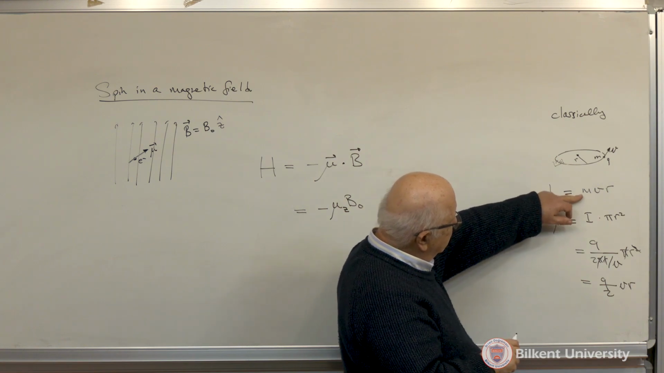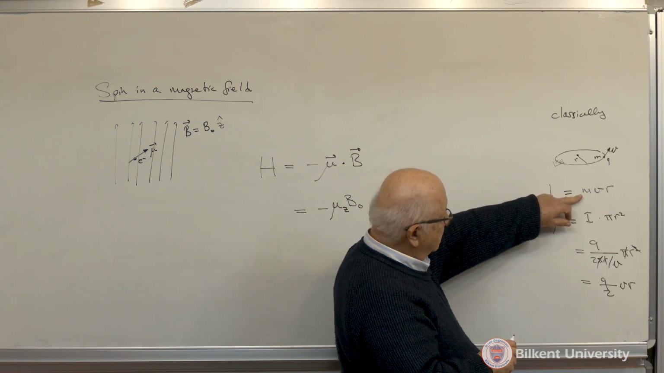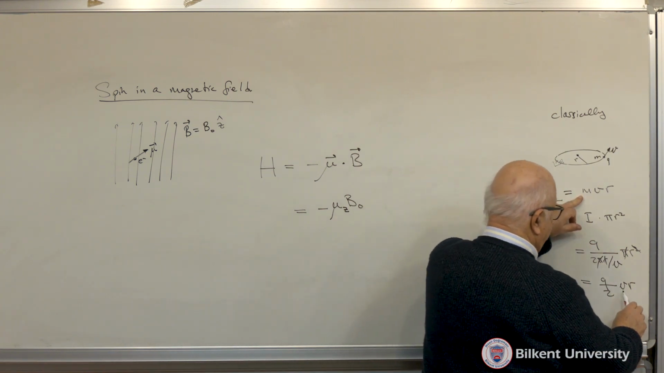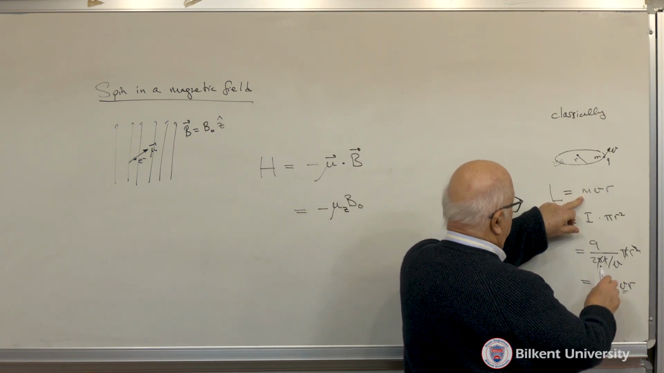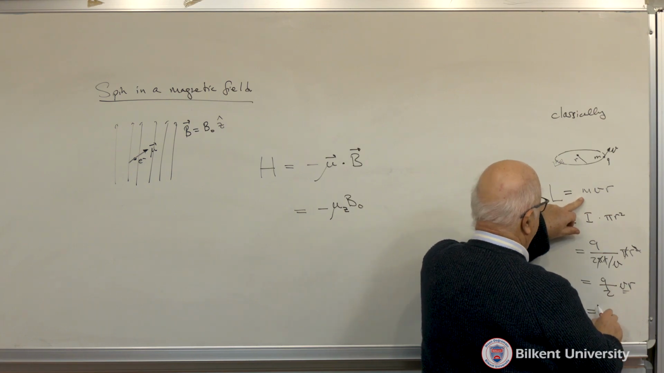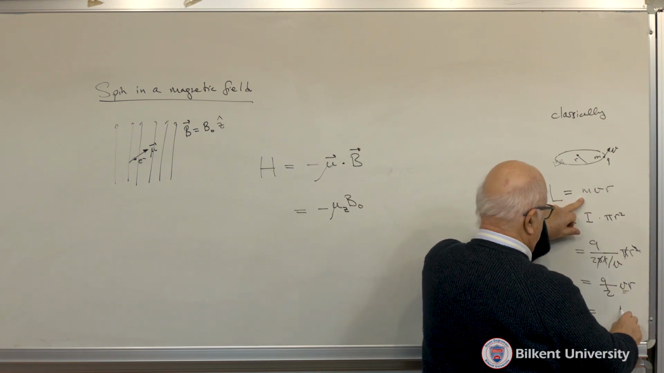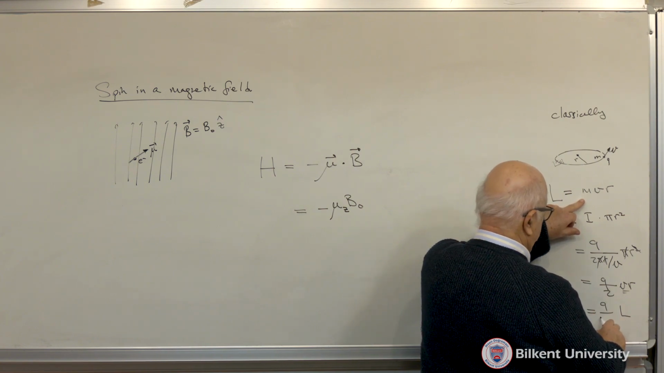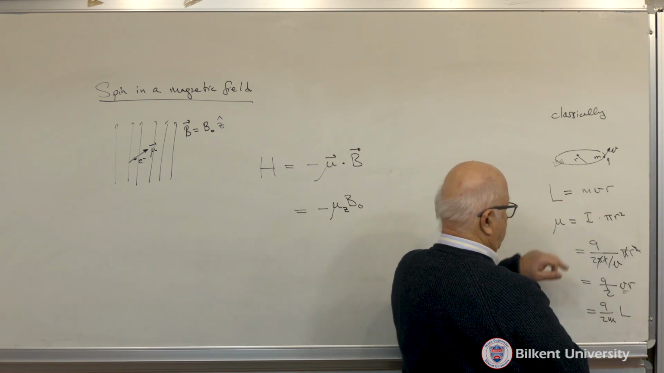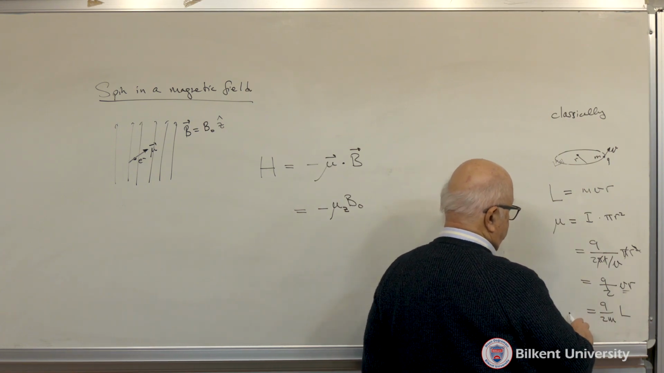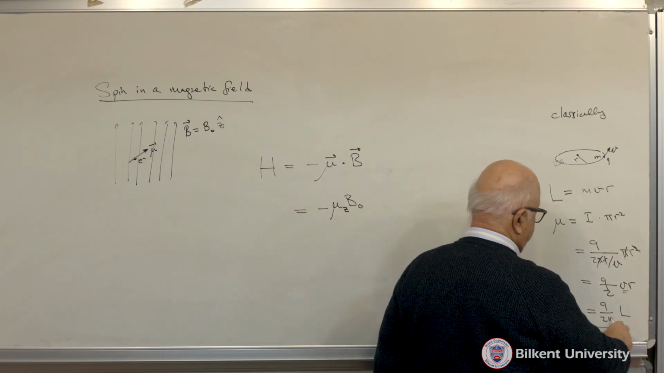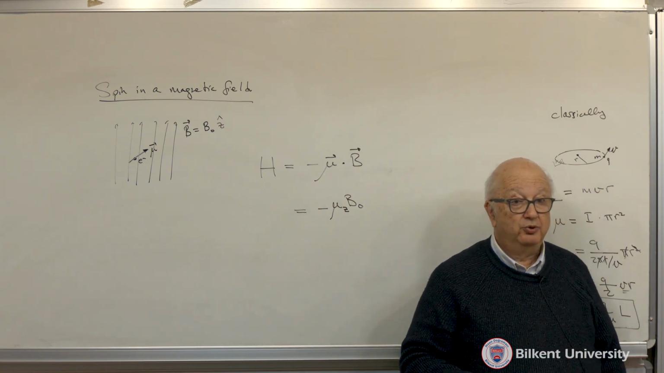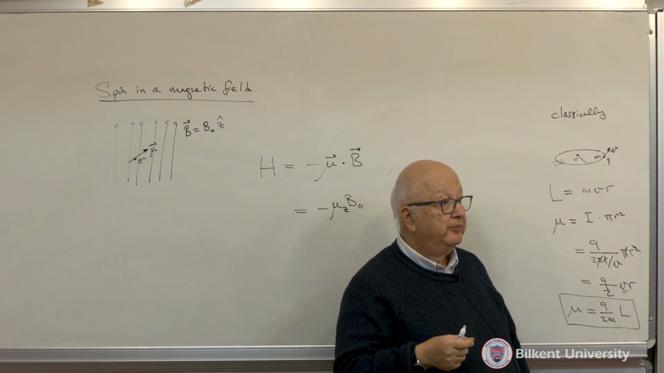Now you see I can relate that to the angular momentum because both of them have a v over r. So if I just take the angular momentum, multiply it by q over 2m, okay, that is the magnetic moment. Our magnetic moment is related to the angular momentum in the case of a classical particle, okay?